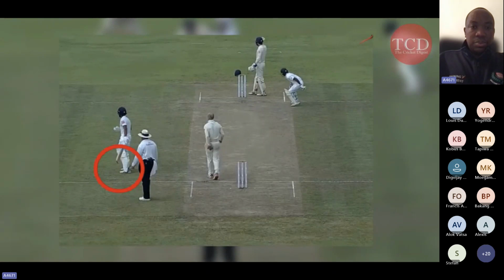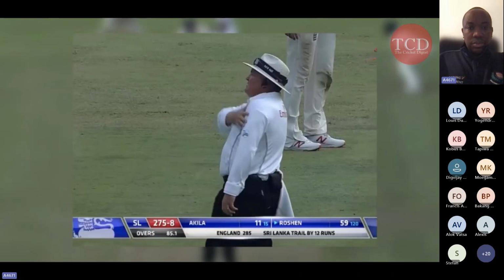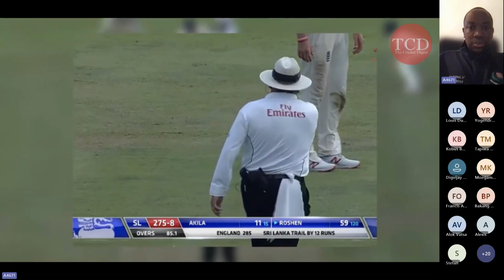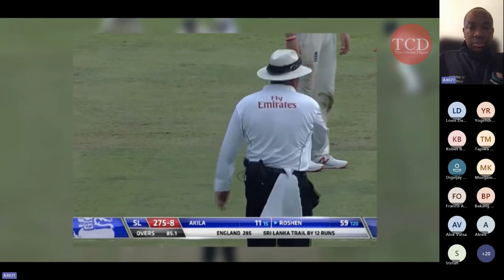If he had at least tried to ground the bat, then most likely the umpire would not have considered this as a deliberate short run. 5 run penalty for this feels a bit harsh, isn't it? Now let's see why exactly this law exists.